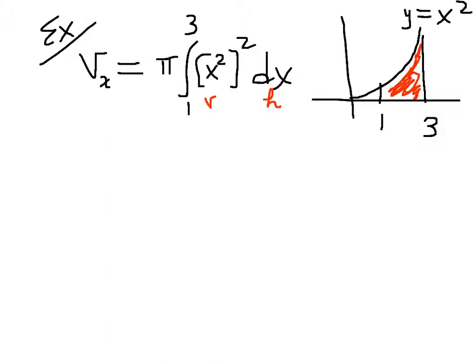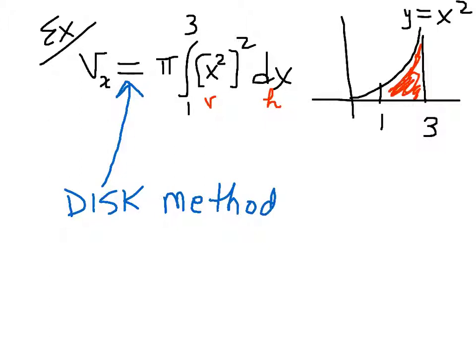And what we have is the formula for the volume of a cylinder, which is pi r squared h. Pretty simple, huh? So we just want to note that this method is called the disk method, and usually used when we're going around the x-axis. But we'll see later on that sometimes we can use it when we go around the y-axis.